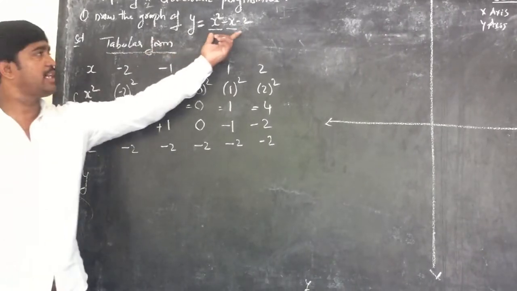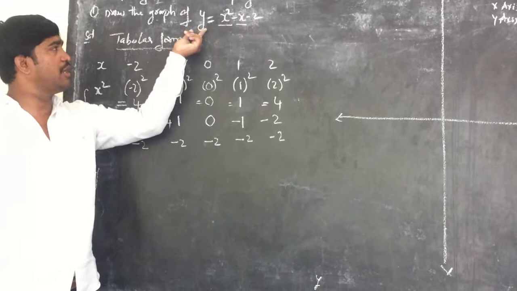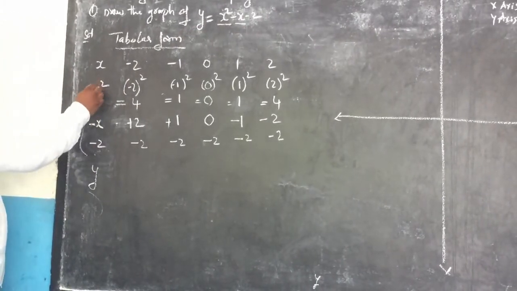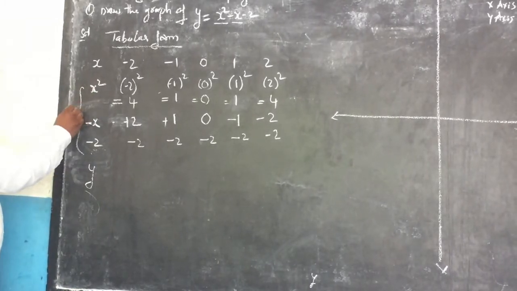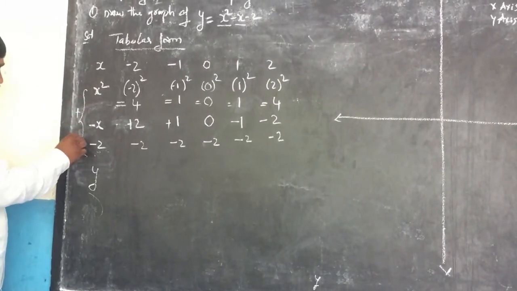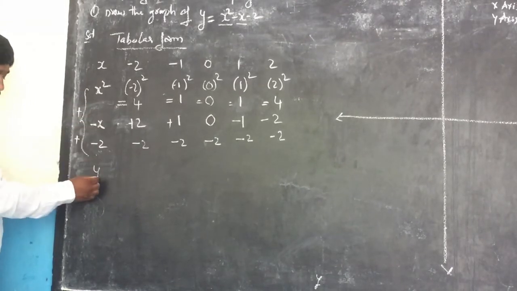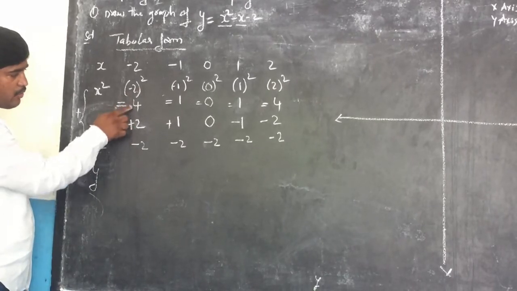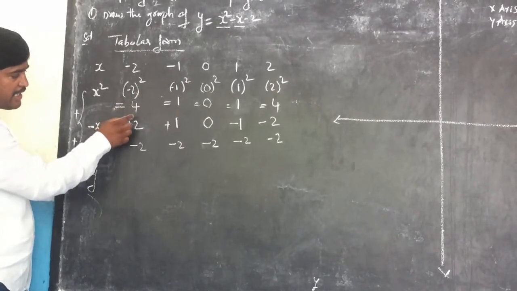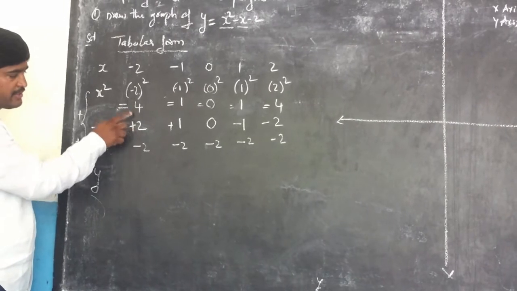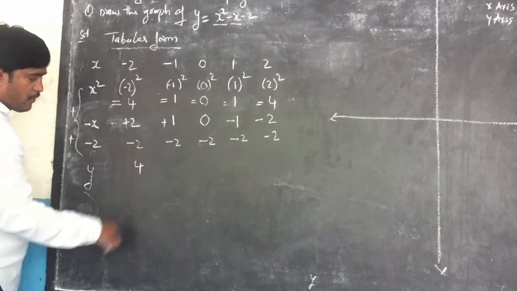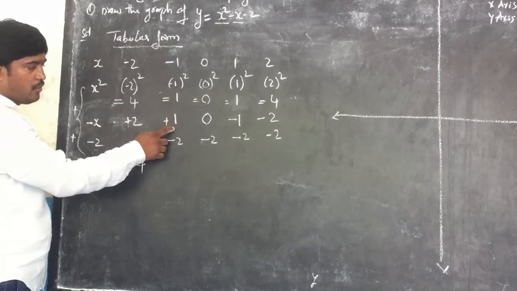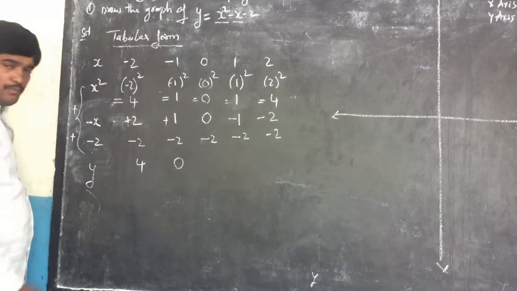Now all the terms on the right side are completed. What I should obtain now is y on the left side. Y is nothing but the combination of these: x squared, minus x, and minus 2. I should add all these three values so that I obtain the y points. Now check: 4 plus 2 is 6, 6 minus 2 is 4, with a plus sign. Similarly, 1 plus 1 is 2, 2 minus 2 is 0.